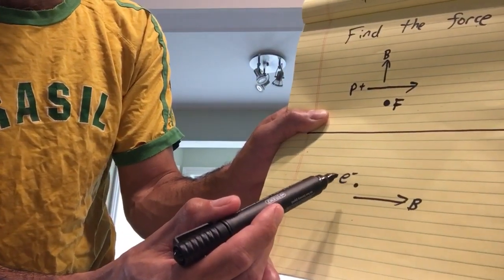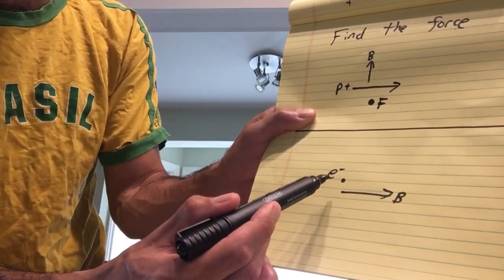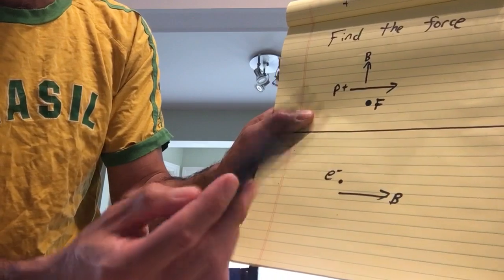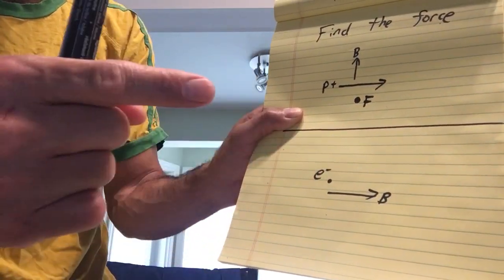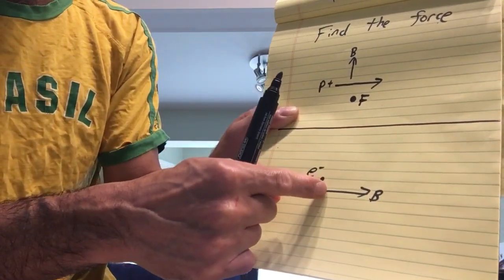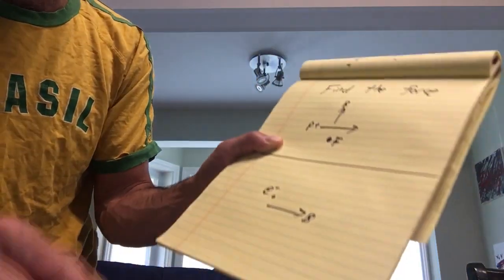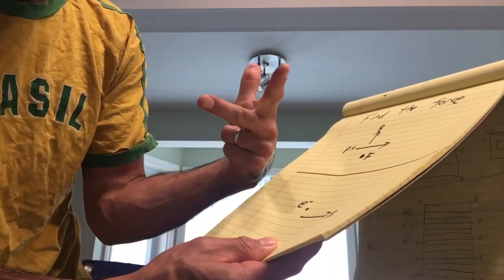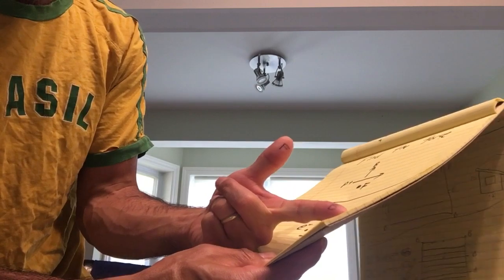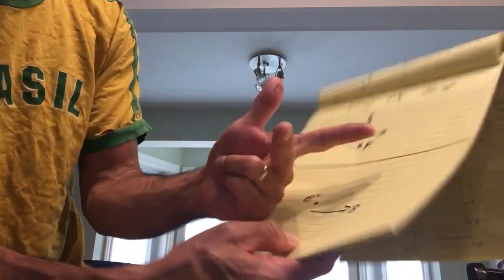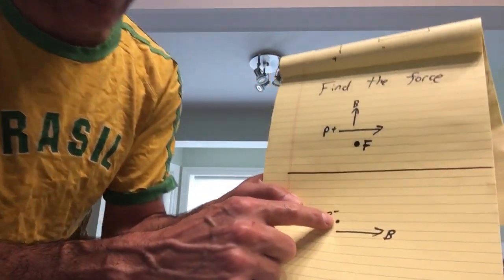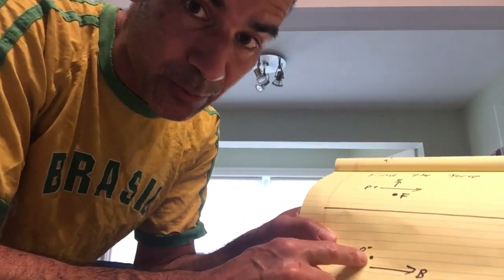Okay, now here I've got an electron, so that's a negatively charged particle, and that dot means it's flying out of the page, and I've got a magnetic field that's going forward. So again, I'm going to take my left hand, my magnetic field is going forward. Now my current, which way is my current going? That's an electron, which is a negatively charged particle.